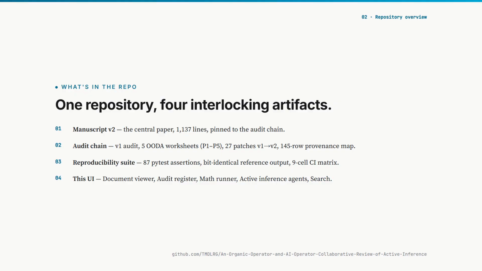The third is the reproducibility suite, 87 PyTest assertions across 11 deterministic numerical demonstrations, with bit-identical reference output and a 9-cell continuous integration matrix covering Linux, Windows, Mac OS, and Python 3.11 through 3.13. The fourth is this user interface, deployed at Active-inference collaborative review. Versal app, your tour guide for the rest.